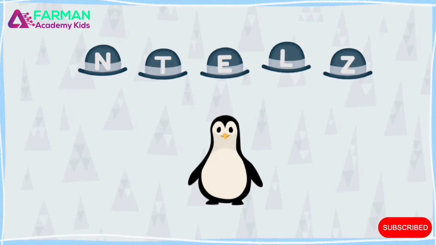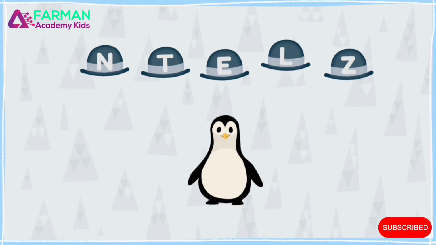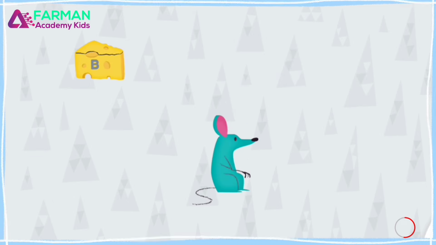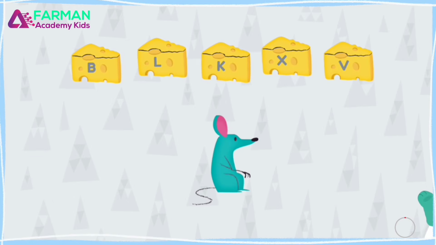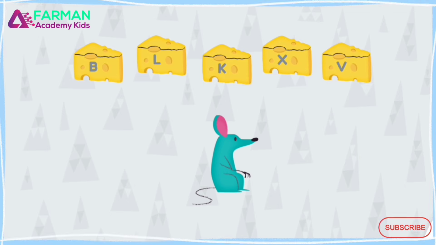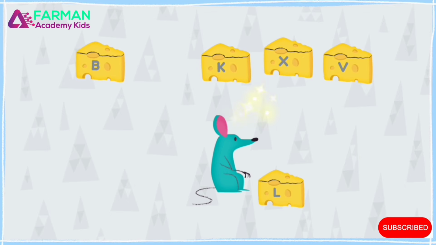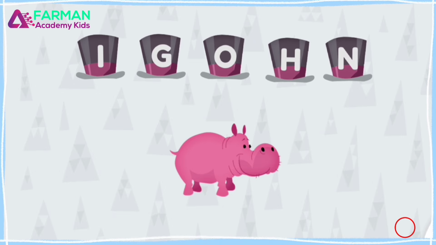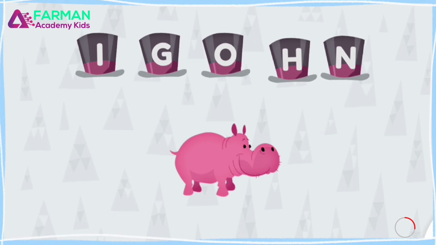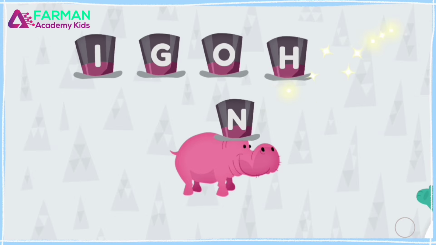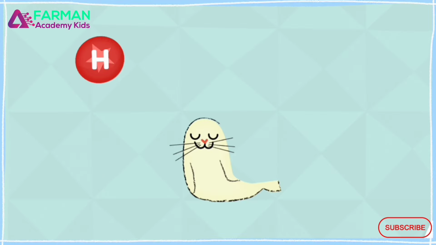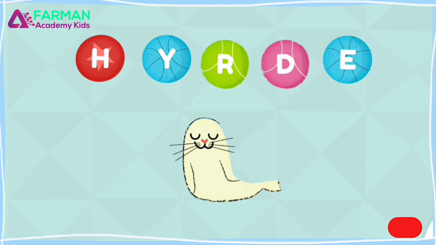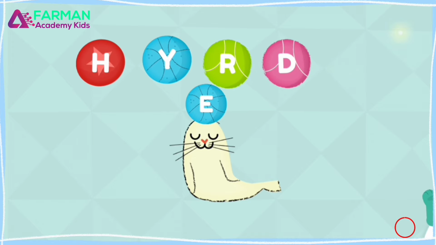Put the hat with the letter N on the penguin. Nice work! Give the rat the cheese with the letter L. Super! Put the hat with the letter N on the hippo. Super duper! Give the ball with the letter E to the seal. Sweet!